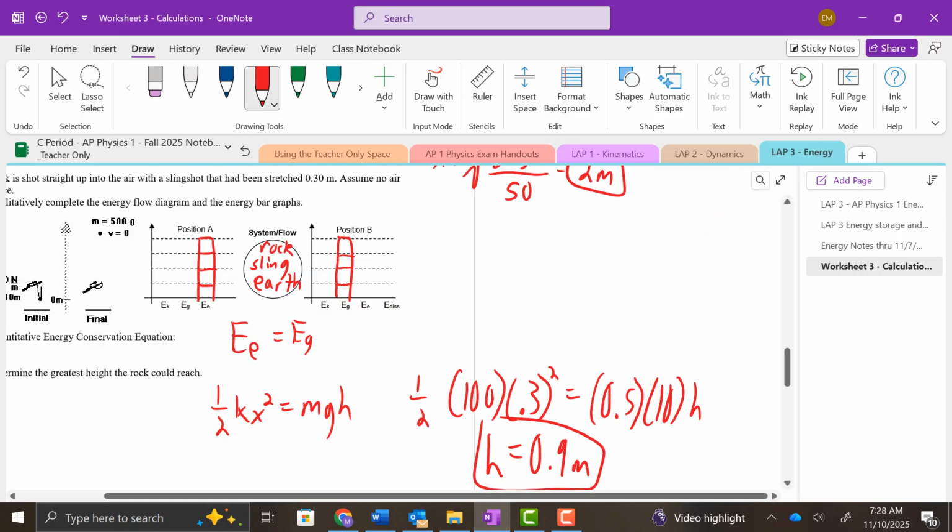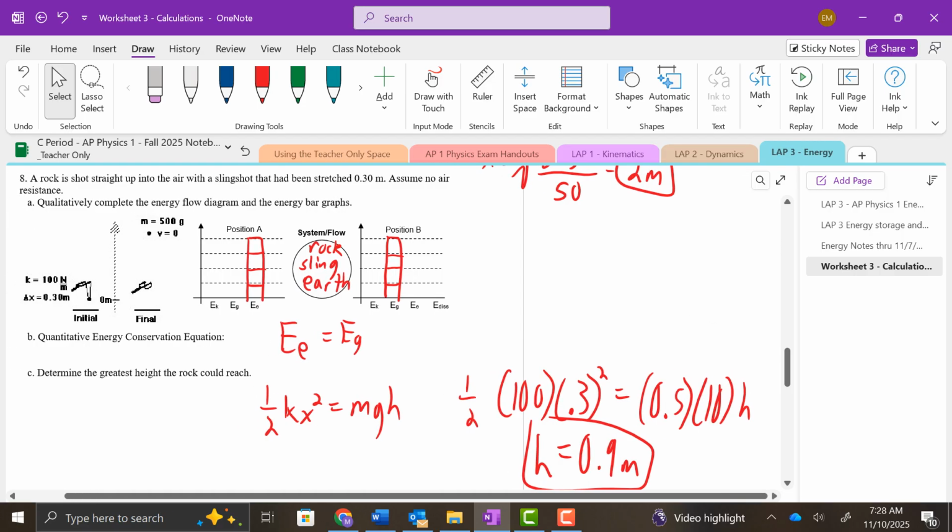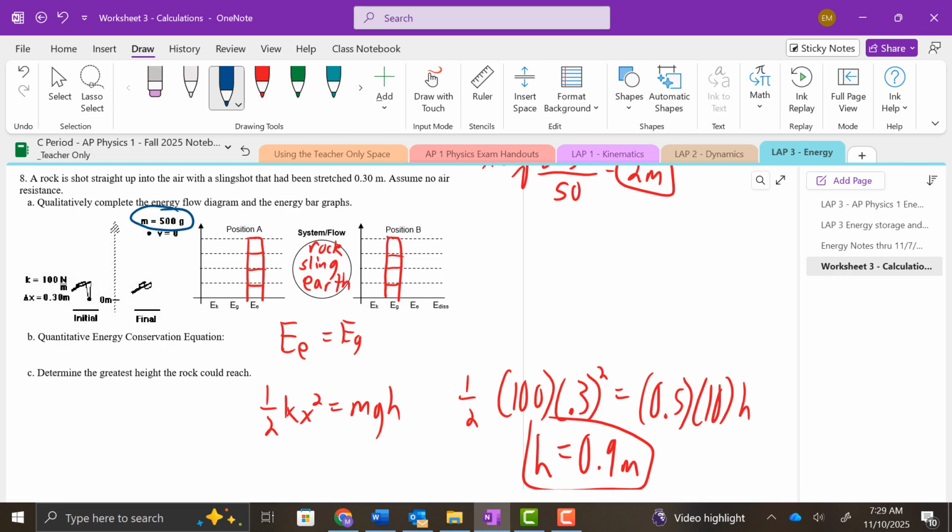All right, here's my answer for this problem. The one thing I could see people not realizing is the mass here is 500 grams. 500 grams is equal to 0.5 kilograms, so that's why I placed it here in the MGH part of this equation.